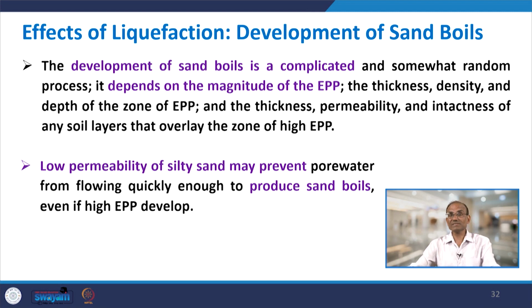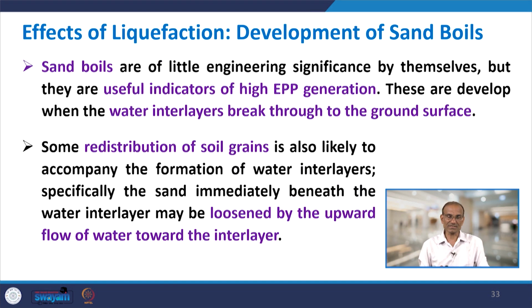The development of sand boils is a complicated and somewhat random process. It depends on the magnitude of the excess pore water pressure, the thickness, density and depth of the zone of excess pore pressure, and the thickness, permeability and intactness of any soil layers that overlie the zone of high EPP. Sometimes water is developing, but on top of it you have a stiff layer, and that layer may not allow water to eject out. In that case, the sand boils may not develop. Also, low permeability of silty sand may prevent pore water from flowing quickly enough to produce sand boils even if high excess pore pressure exists.